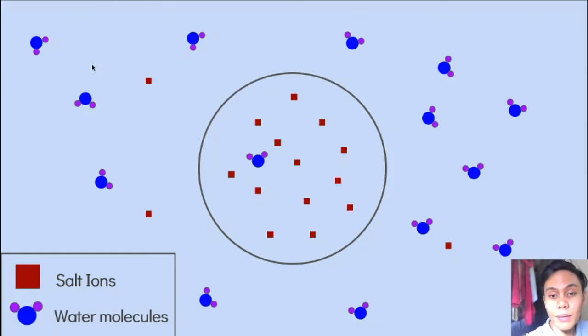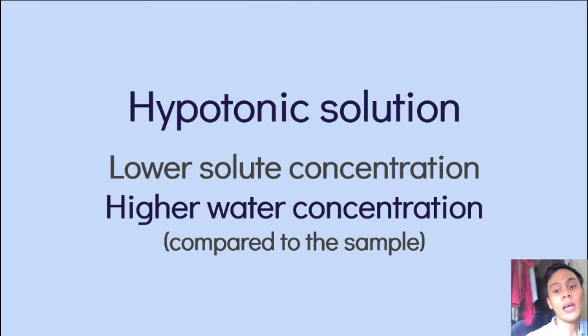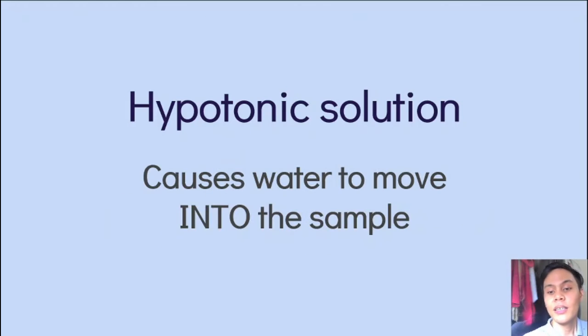So your Mickey Mouses, your water molecules, outnumber the water molecules inside the cell. So in this case, osmosis will proceed with the water molecules going into the cell. Again, this is a lower solute solution, so there's less salt ions outside the cell. So the water will go into the cell to balance the concentration. So this solution is called a hypotonic solution. We're comparing the solute concentration to the sample. So it causes water to move into the sample.